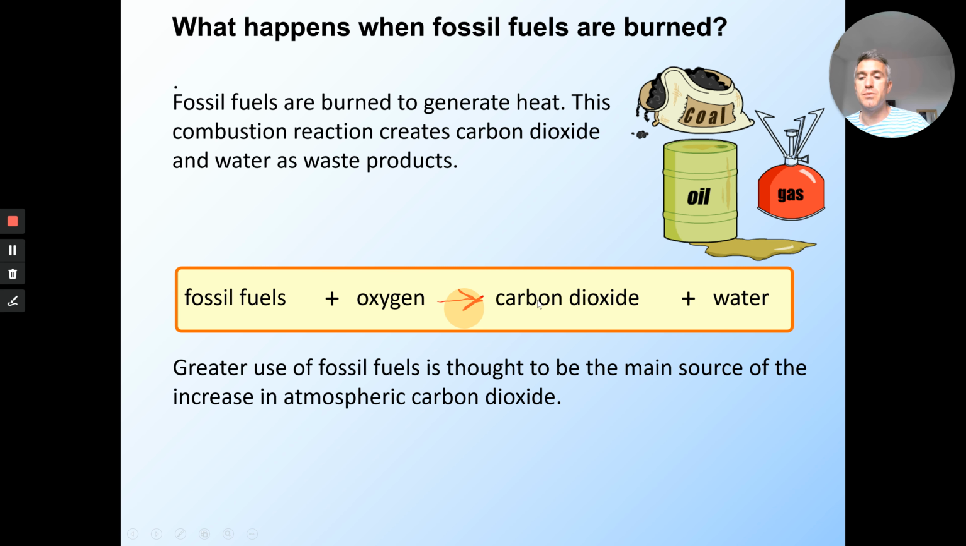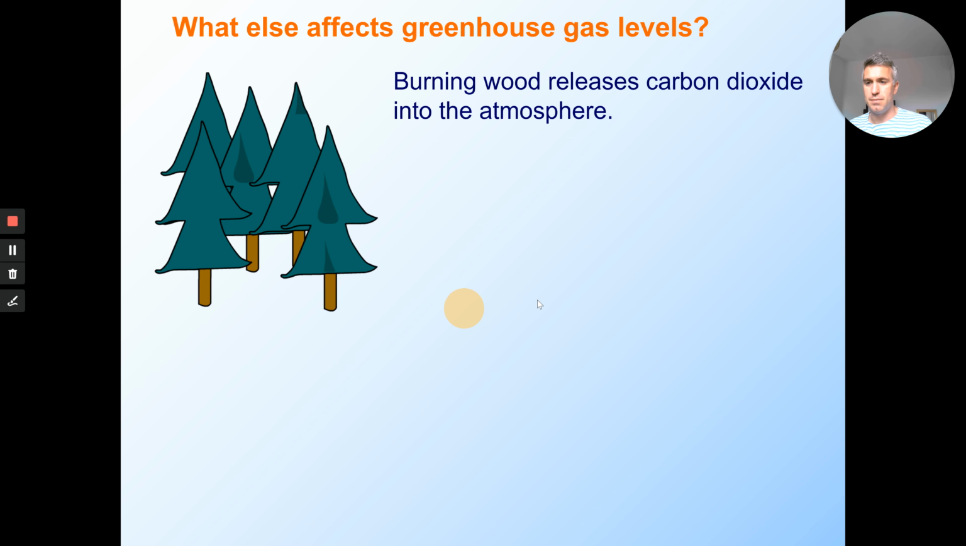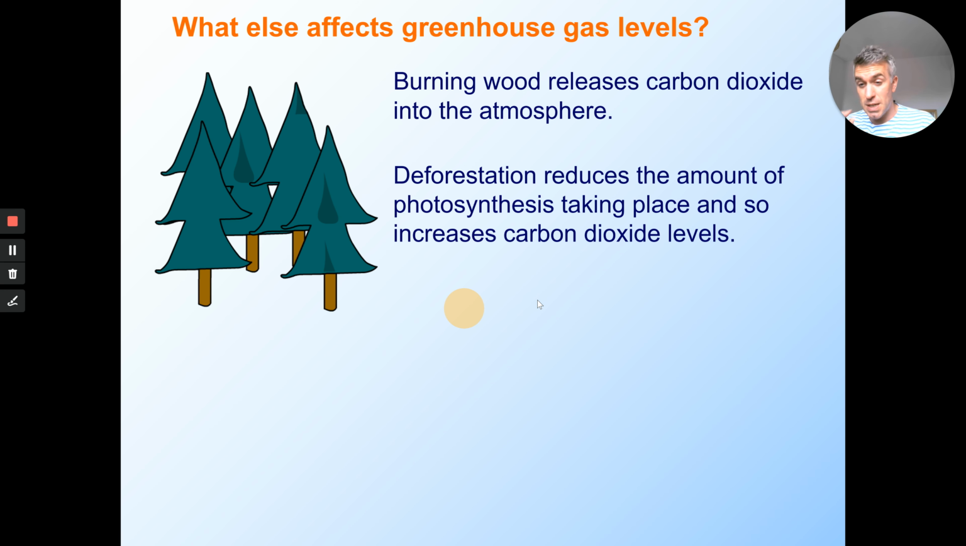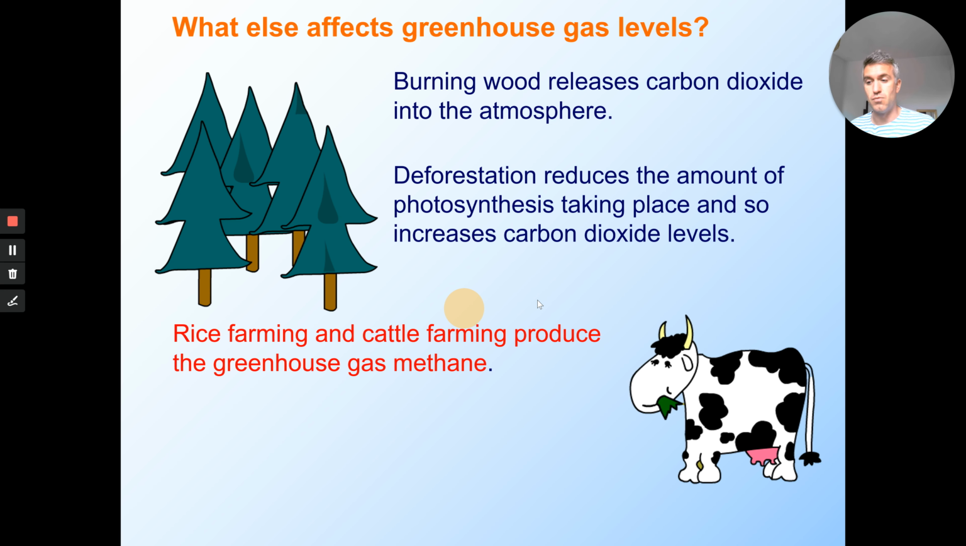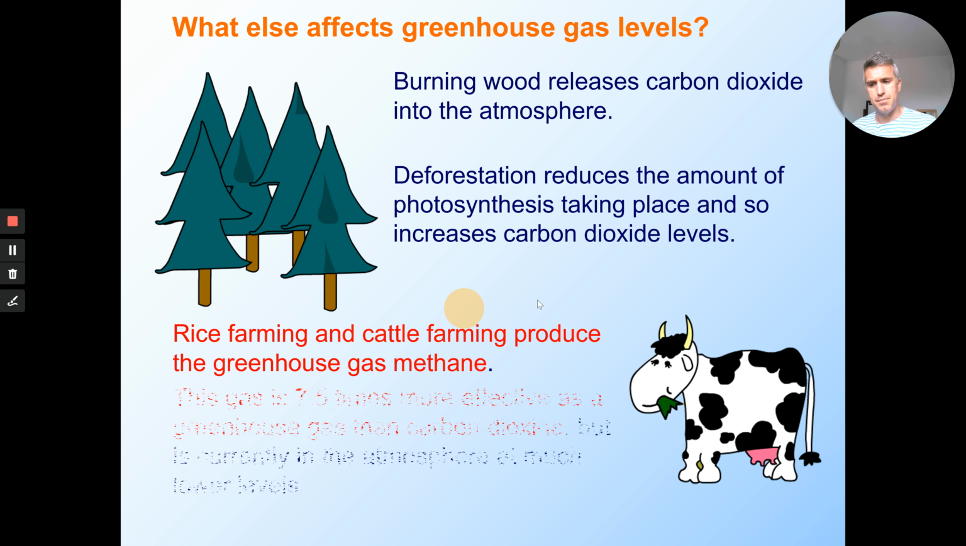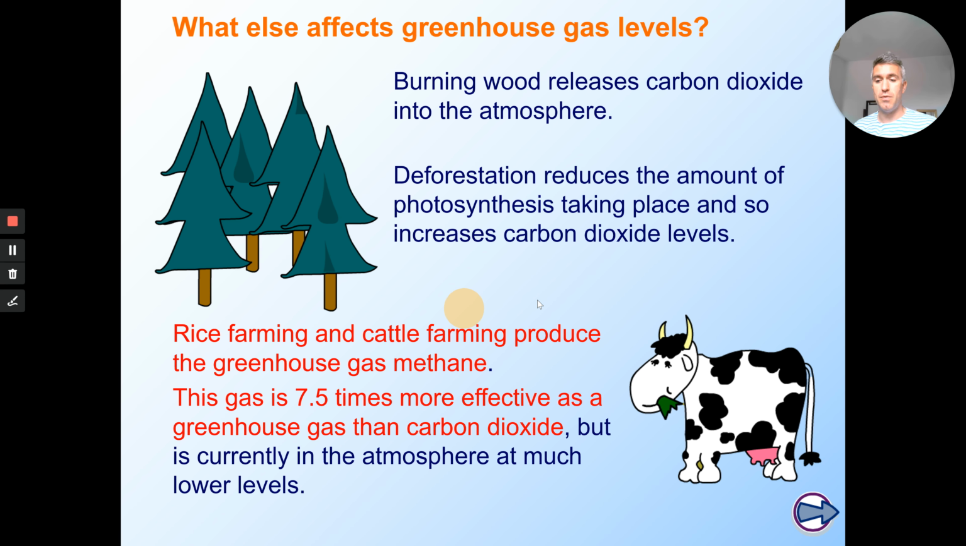The greater use of fossil fuels is thought to be the main source of increase of atmospheric carbon dioxide. Burning wood releases carbon dioxide into the atmosphere. Deforestation reduces the amount of photosynthesis taking place and so increases the carbon dioxide levels. Rice farming and cattle farming produce the greenhouse gas methane. This gas is 7.5 times more effective as a greenhouse gas than carbon dioxide, but it is currently in the atmosphere at much lower levels.